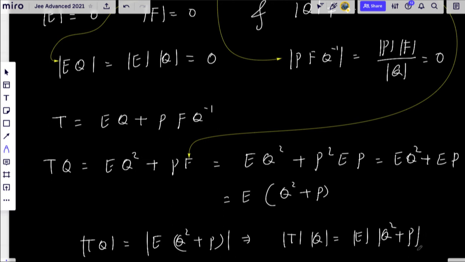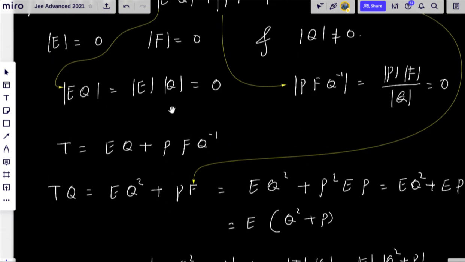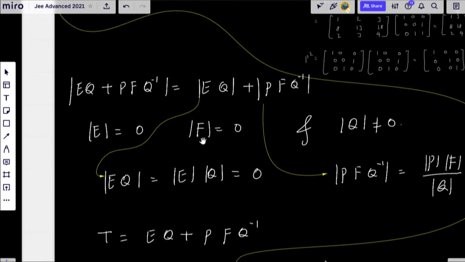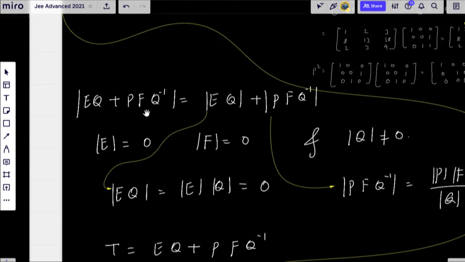And this implies that the determinant of T will also be 0, because Q is non-singular, as Q is not 0. So T we have assumed any matrix. So this T is EQ plus PFQ. So this is not going to be 0.